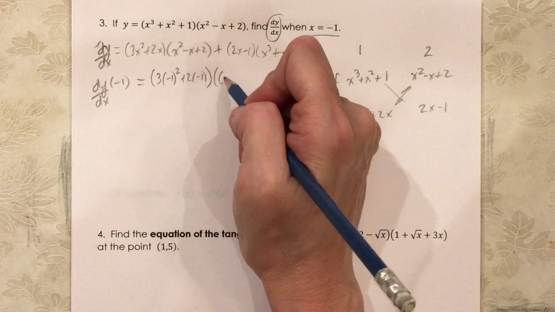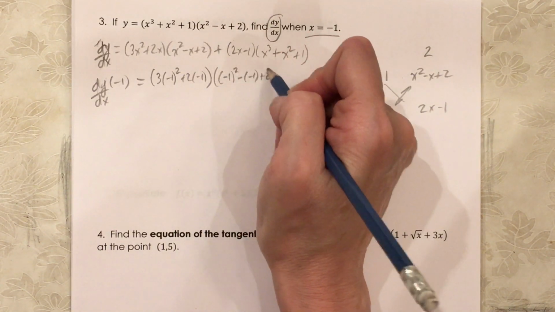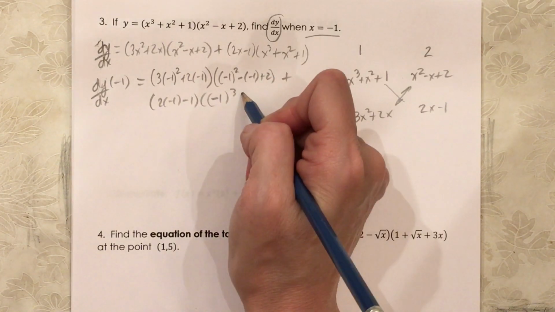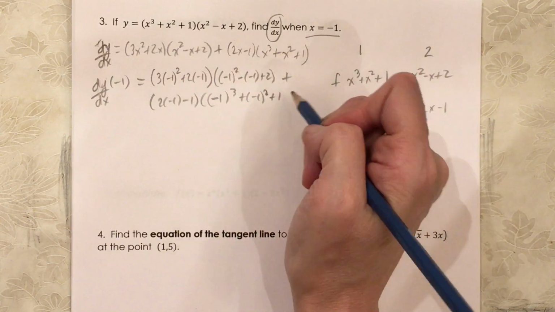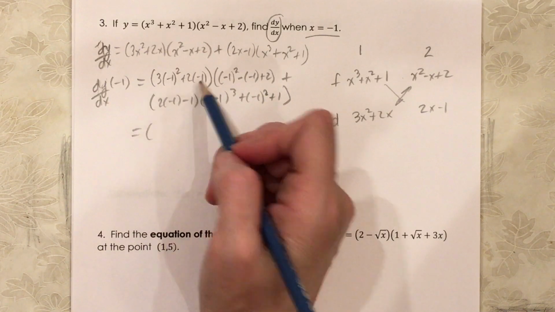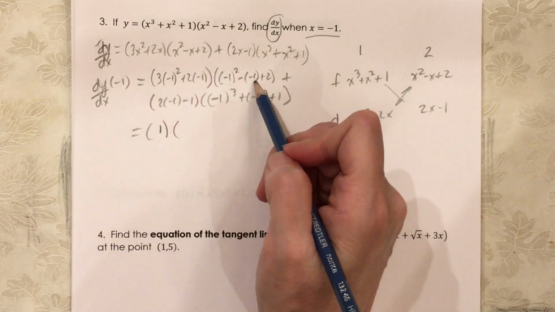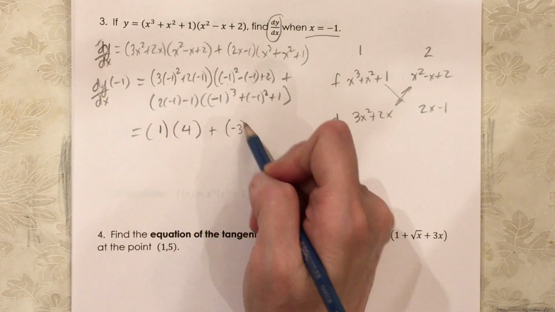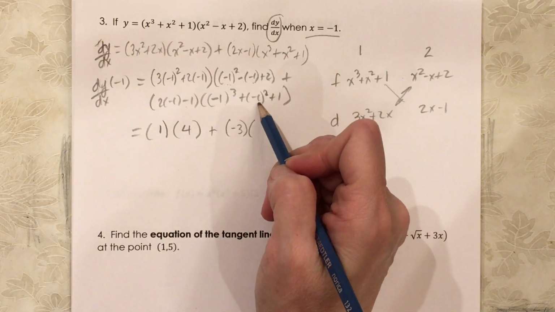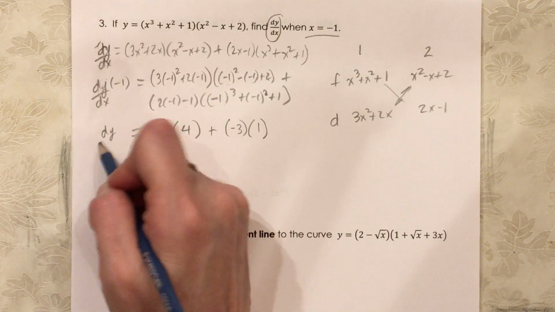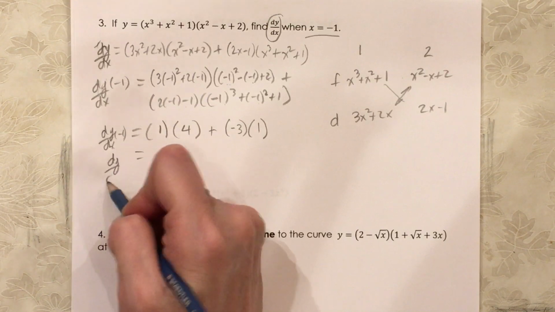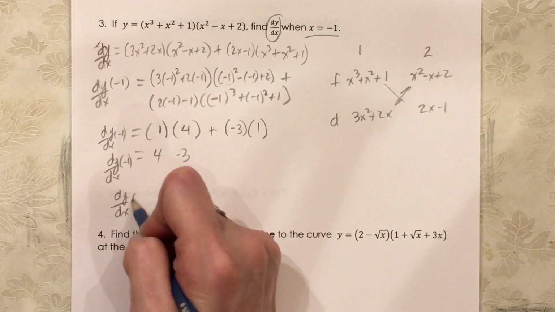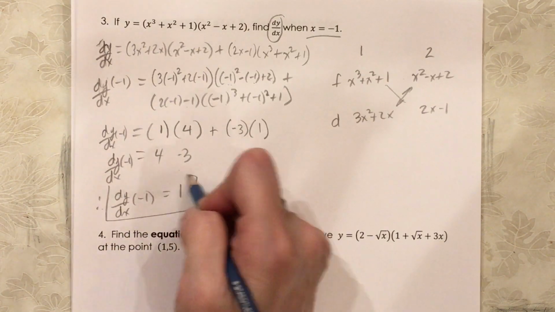And then just be really careful when you're substituting and multiplying. So I'm going to go down to this line here. Okay, so this bracket's going to give me 3 minus 2, which is 1. That's nice. Times this one's going to give me 1 plus 1 is 2 plus 2 is 4. Plus, so this one's going to give me negative 2 minus 1, so negative 3. And this one's going to give me negative 1 plus 1, which is 0, times 1. So I've got dy by dx at negative 1, 4 minus 3, dy by dx at negative 1 is 1. Awesome.